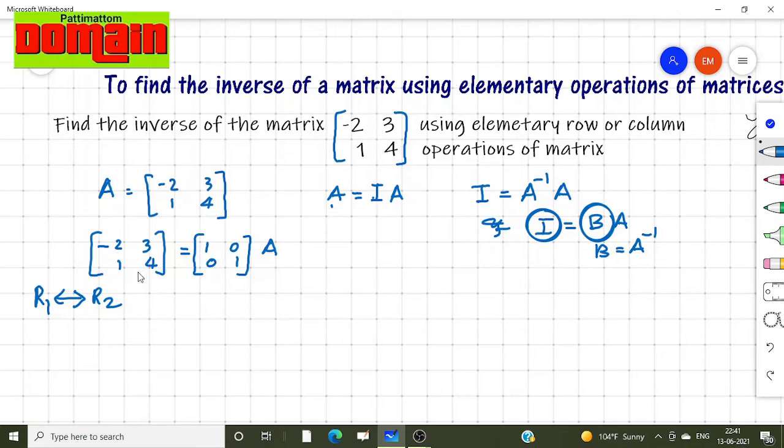Whatever we do here, we must do the same here also. So when we interchange R1 and R2, the first row will be [1, 4], the second row will be [-2, 3], and this will be equal to the right side [0, 1; 1, 0] into A.